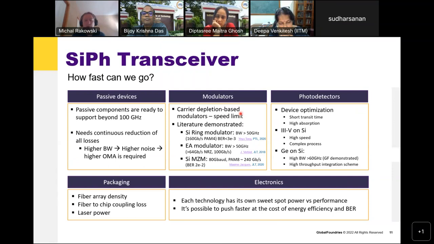What I actually want to make a point of here is that passive devices may affect how fast we can go in terms of the losses they contribute to the total link. Reduction of the loss means better signal to noise ratio, which means better bit error rate. So you can improve your transceiver performance, for instance, by allowing a reduction in laser power for the same signal to noise ratio.